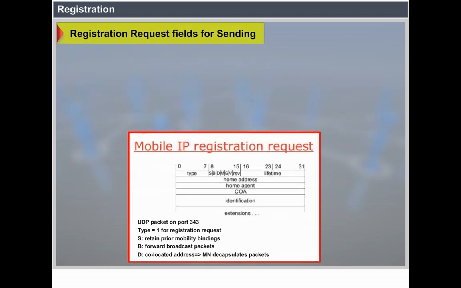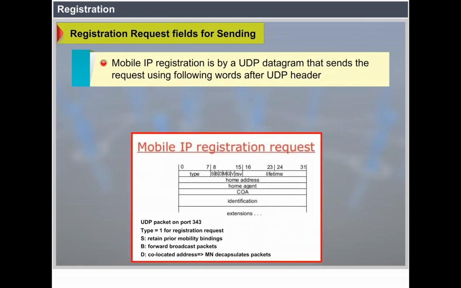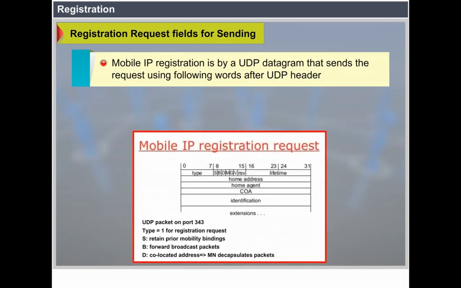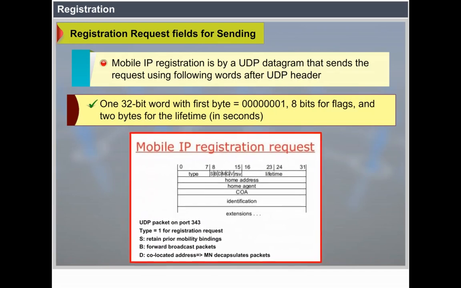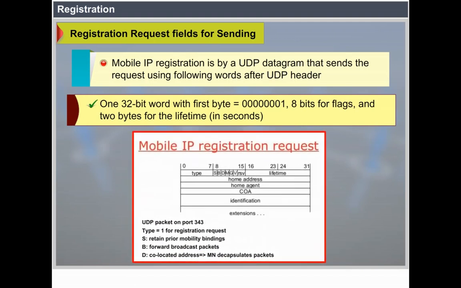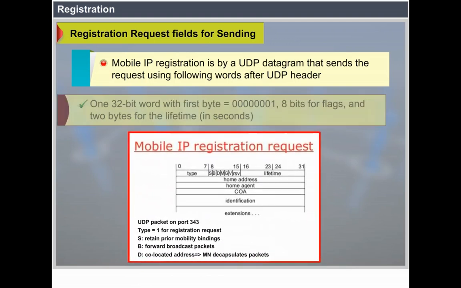Registration request fields for sending. Mobile IP registration is by a UDP datagram, which sends the request using the following words after the UDP header. One 32-bit word with first byte equal to 00000001, 8 bits for flags and 2 bytes for the lifetime in seconds.